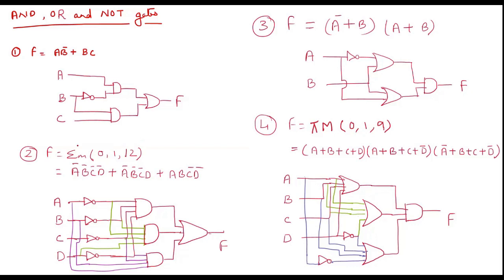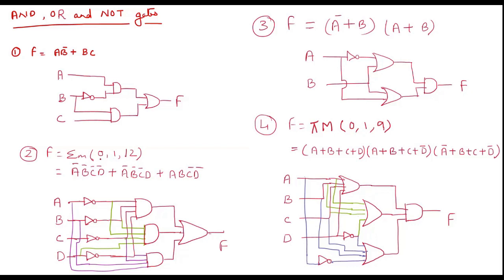Coming to the second one, F equals summation of min terms 0, 1, 12. I need to find which is the highest value between the parentheses, and 12 is the highest value. 12 can be represented with 4 bits, so I need 4 variables. I have taken A, B, C, D, and 0, 1 and 12 all have to be represented with 4 variables itself.